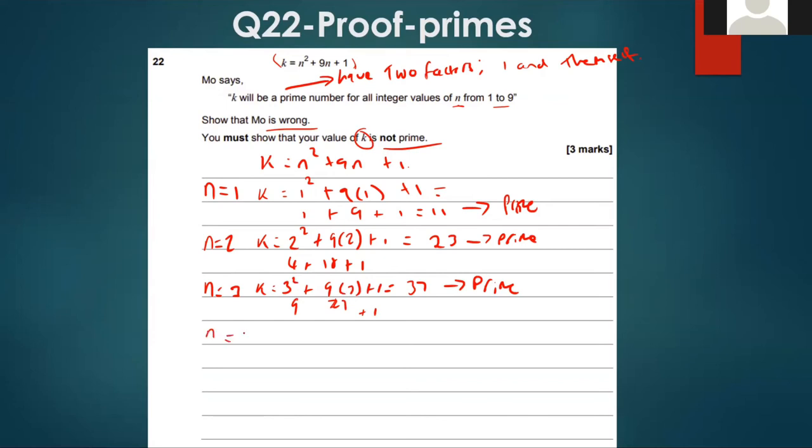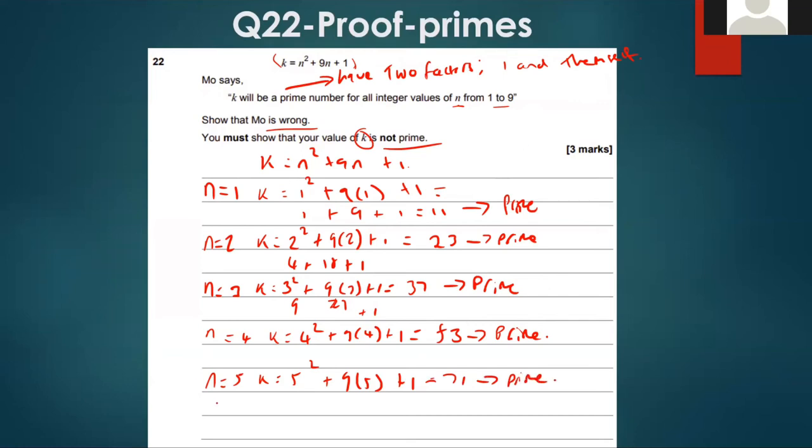n is equal to 4. k equals 4 squared plus 9 times 4 plus 1, which is equal to 53. It's prime. I'm not going to go through how we do it, you hopefully understand the idea now. I'm then going to try n is equal to 5, which is k is equal to 5 squared plus 9 times 5 plus 1. That is 71, and that is also prime.